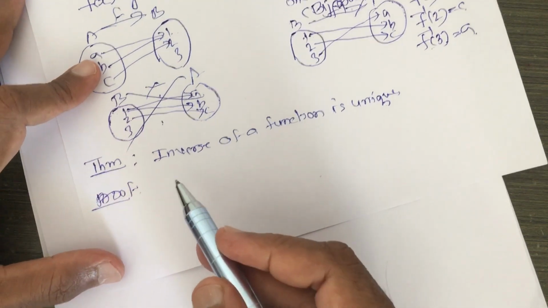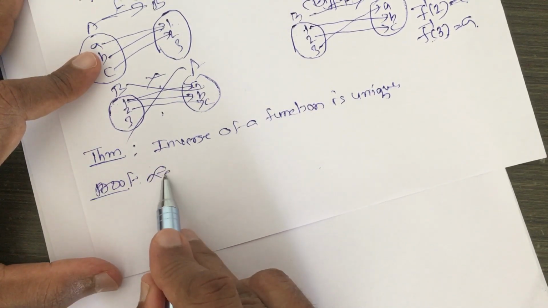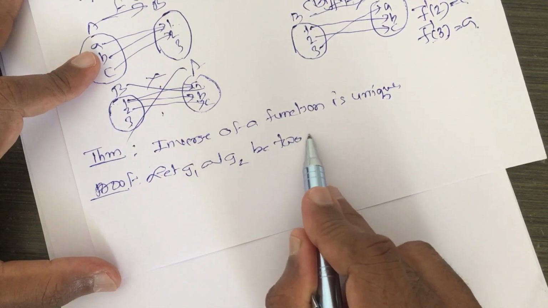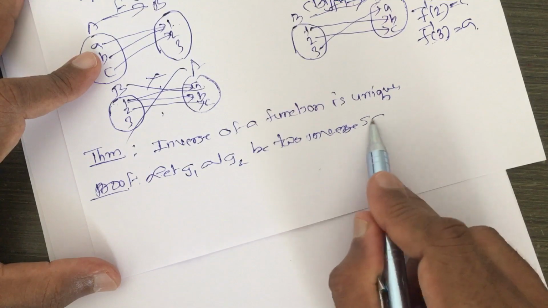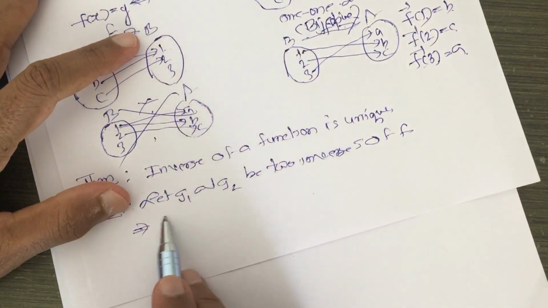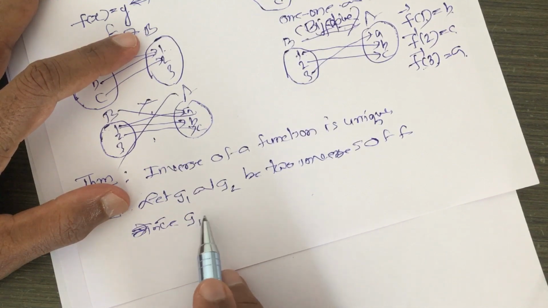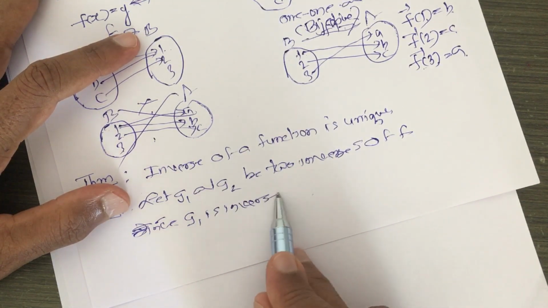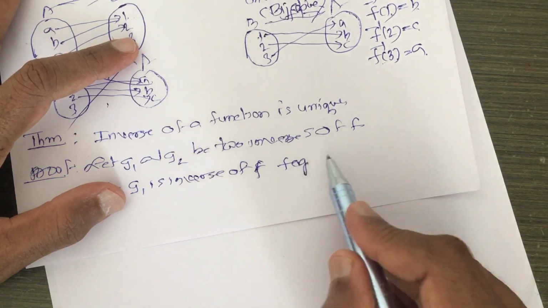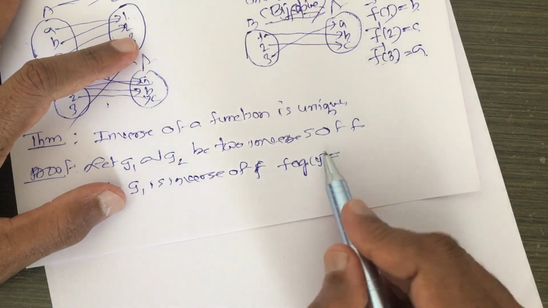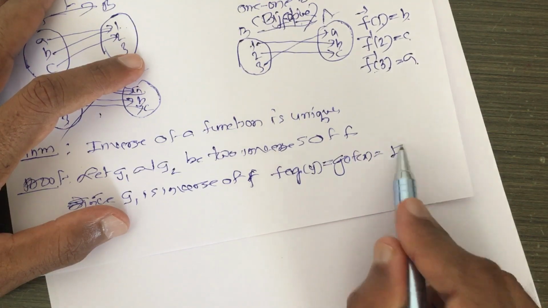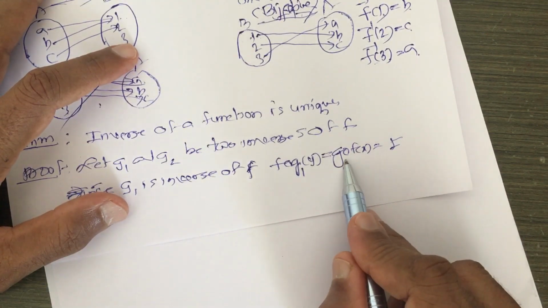Proof of this: let us take G1 and G2. Let, if possible, G1 and G2 be two inverses of F. Then this implies G1 is inverse of F, then we get F composite G1 of Y is equal to G1 composite F of X is equal to I.